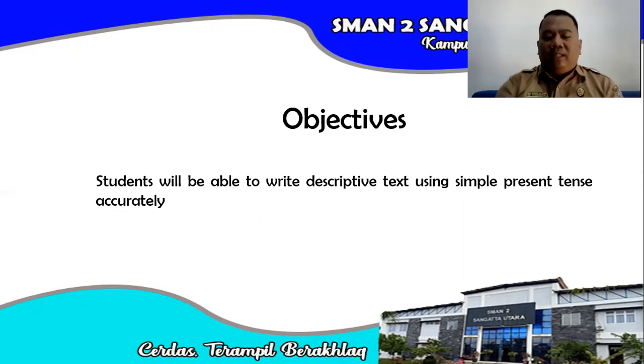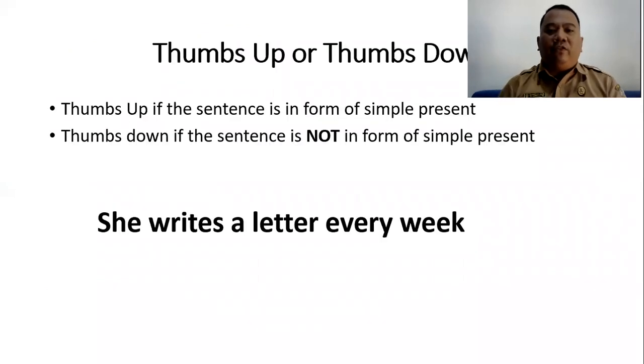Okay, now before we start, we will do a game first. The name of the game is thumbs up or thumbs down. Thumbs up if the sentence is in the form of simple present, and thumbs down if the sentence is not in the form of simple present tense. Okay, here we go. Now we are going to practice. I will give you one example first and then we go to the practice.